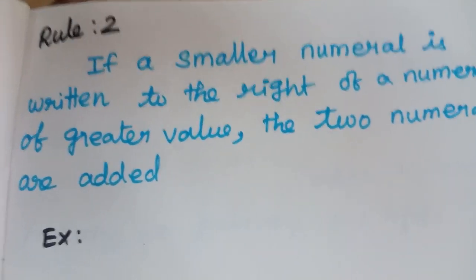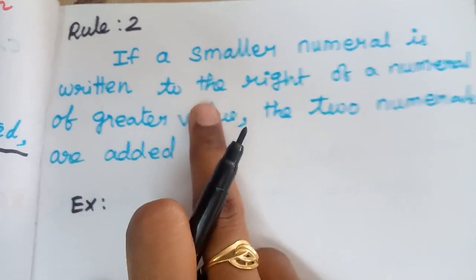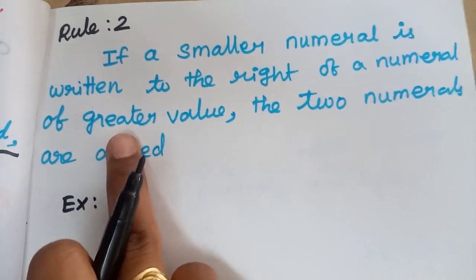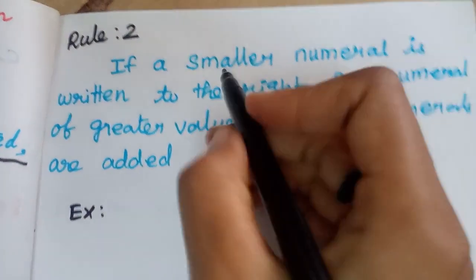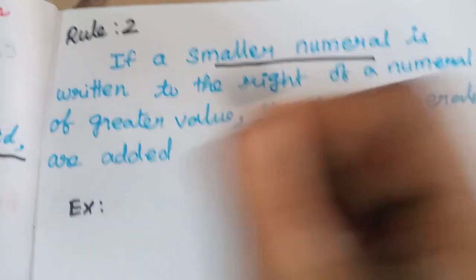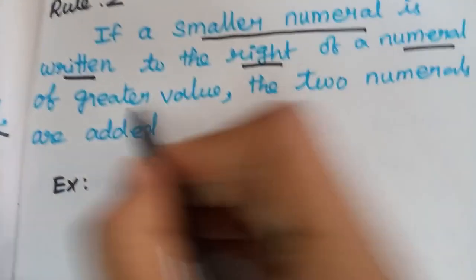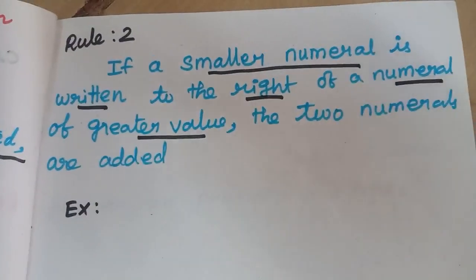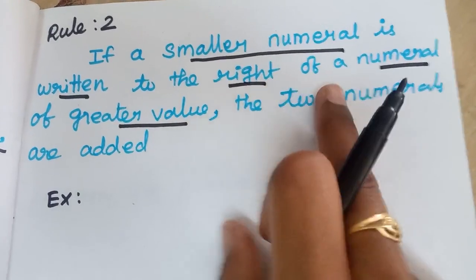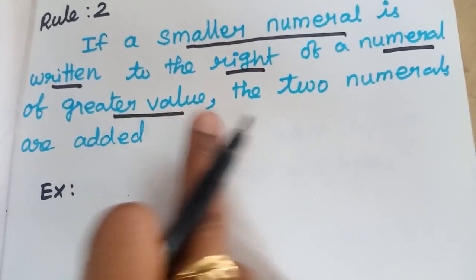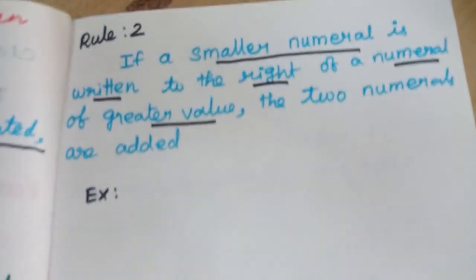This is rule 2. If a smaller numeral is written to the right of a numeral of greater value, the two numerals are added. The smaller numeral is always written to the right of the numeral of greater value, and the two numerals are added. Now we see one example.